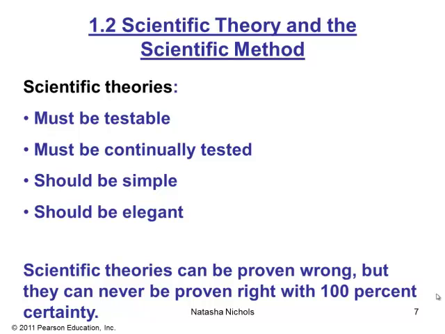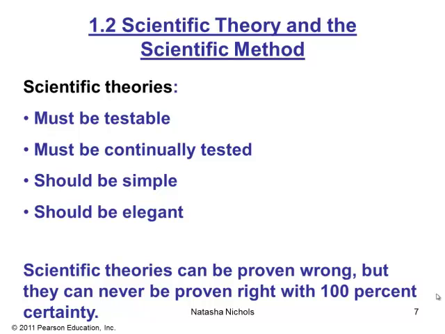So that was our brief introduction. I would like to talk about the scientific theory and the scientific method. Scientific theories must follow these 4 criteria. They must be testable, they should be continually tested, and should be simple and elegant.